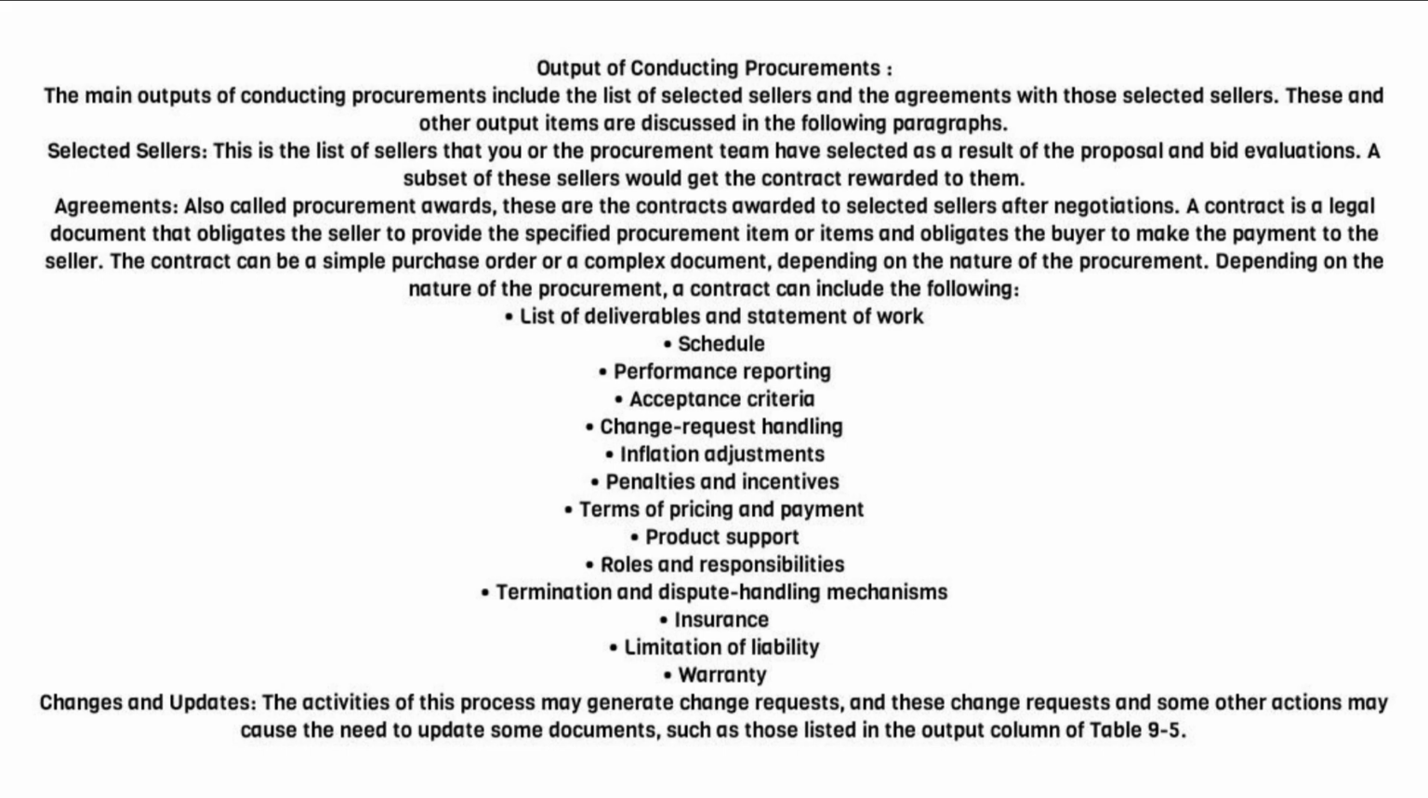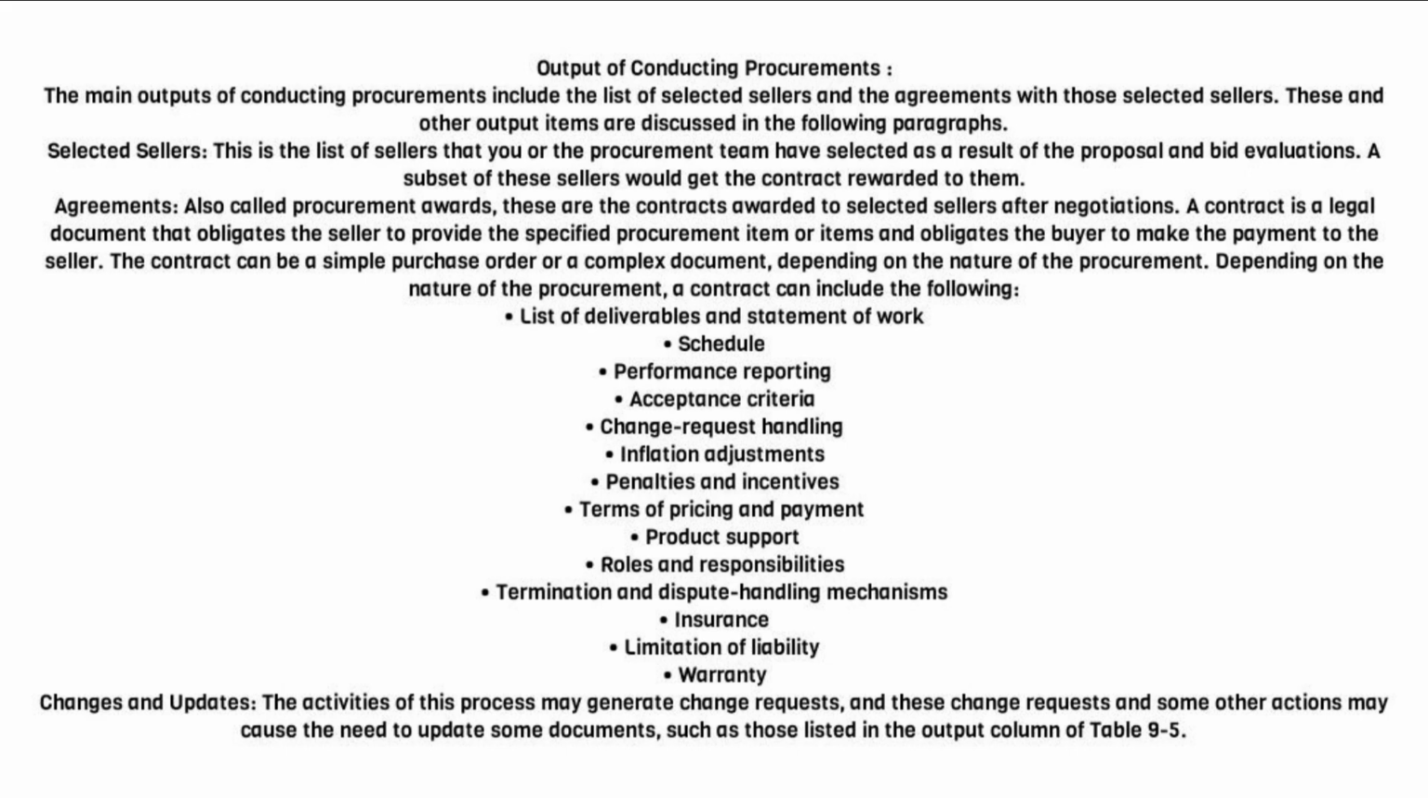The contract can be a simple purchase order or a complex document, depending on the nature of the procurement. Depending on the nature of the procurement, a contract can include the following: list of deliverables and statement of work, schedule, performance reporting, acceptance criteria, change request handling, inflation adjustments, penalties and incentives, terms of pricing and payment, product support, roles and responsibilities, termination and dispute handling mechanisms, insurance, limitation of liability, warranty, changes and updates.